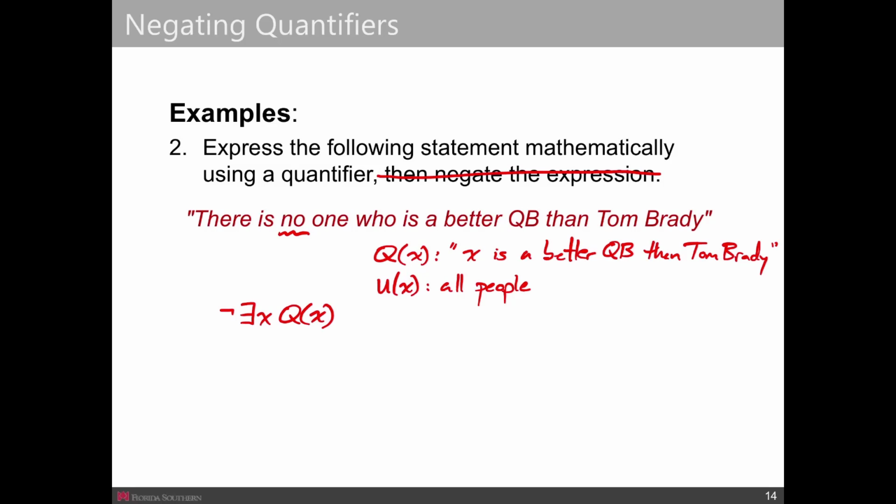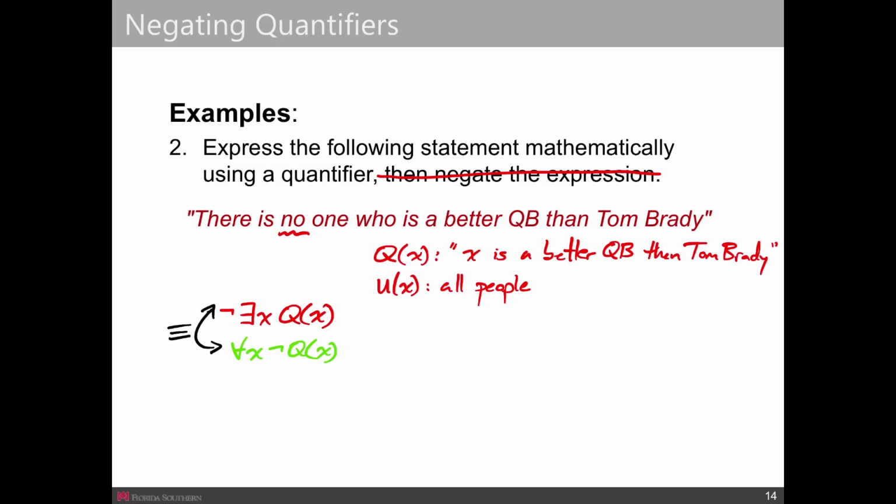Let me submit to you that that should be equivalent to this expression. For all X, not Q at X. Right? If there's no one who's a better quarterback than Tom Brady, then for all people, none of them can be a better quarterback than Tom Brady. So the negation of the existence is equal to the universal quantifier of the negation.